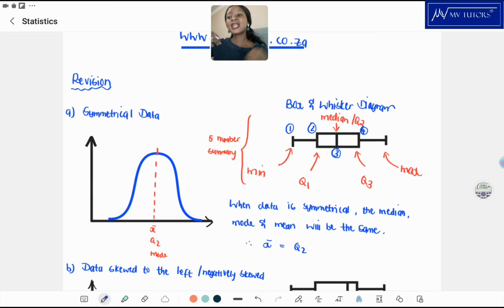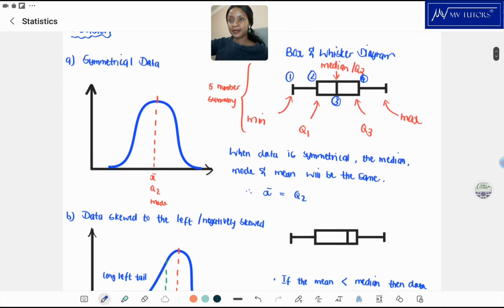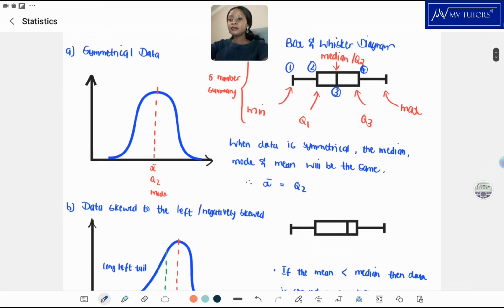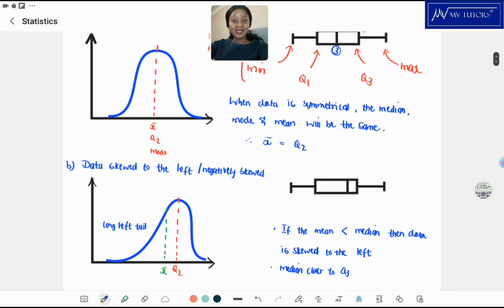All right, so now we get to data that is skewed to the left. Sometimes I also get confused, like how do you know if your data is skewed to the left or is skewed to the right? Don't look at where the peak is. The peak, you can see that it's more to the right. Look rather at the longer tail.